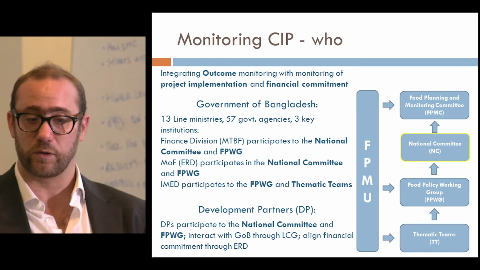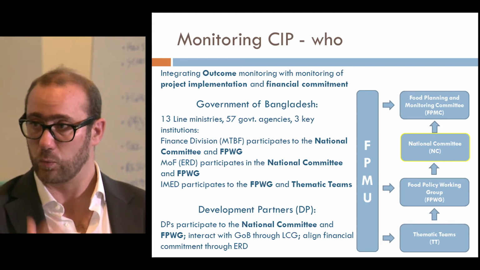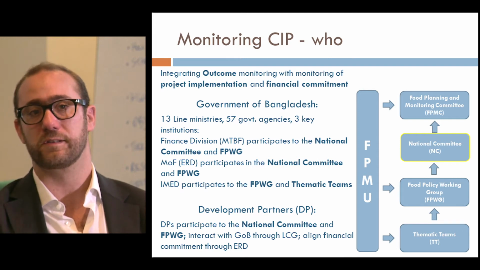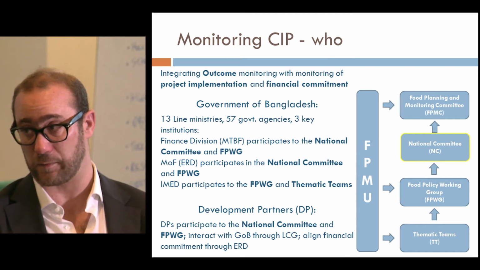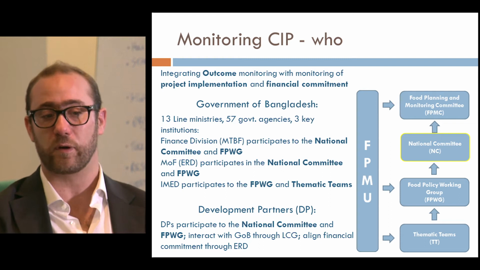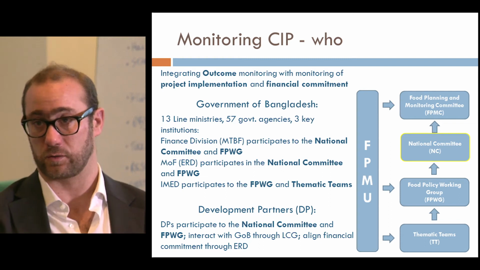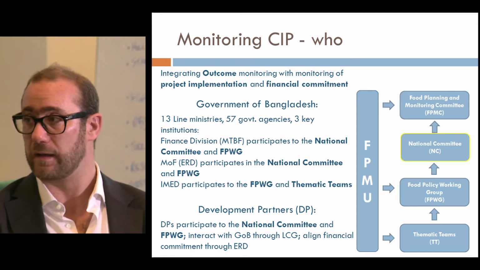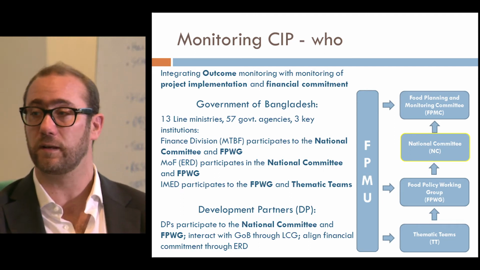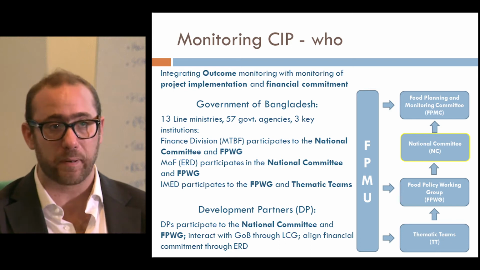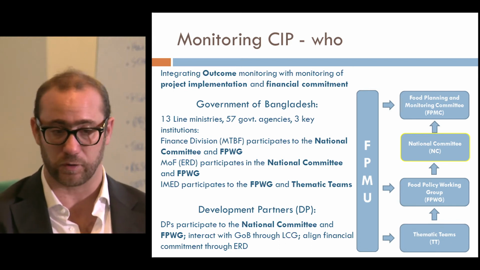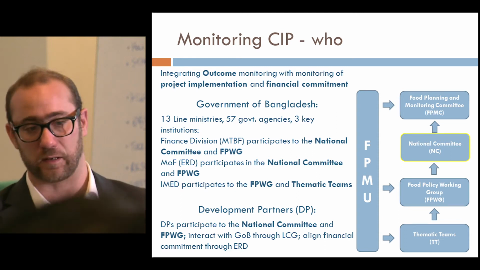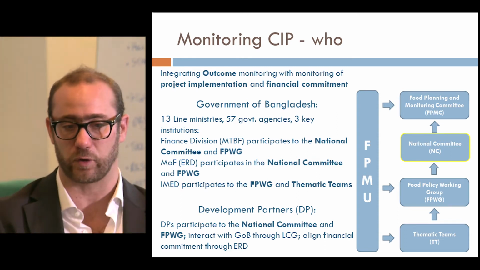They then report to the food policy working group, which is composed essentially of senior managers of different line ministries, which then report to the national committee, which is composed of ministries, with secretaries, and also includes members of the civil society and members of the donors, and then to report to the cabinet level, so to the food planning and monitoring committee.